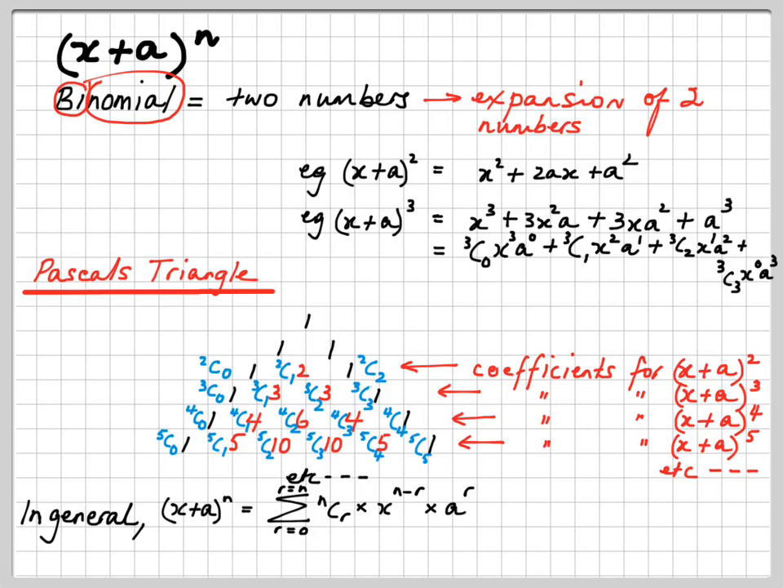That's an interesting observation, actually. There's always one more term than the exponent for the binomial expansion. For example, (x + a) squared yields 3 terms. (x + a) cubed yields 4 terms. That's why in that generalised expression, r goes from 0 to n, which will get you one more term than the n exponent on the left-hand side.